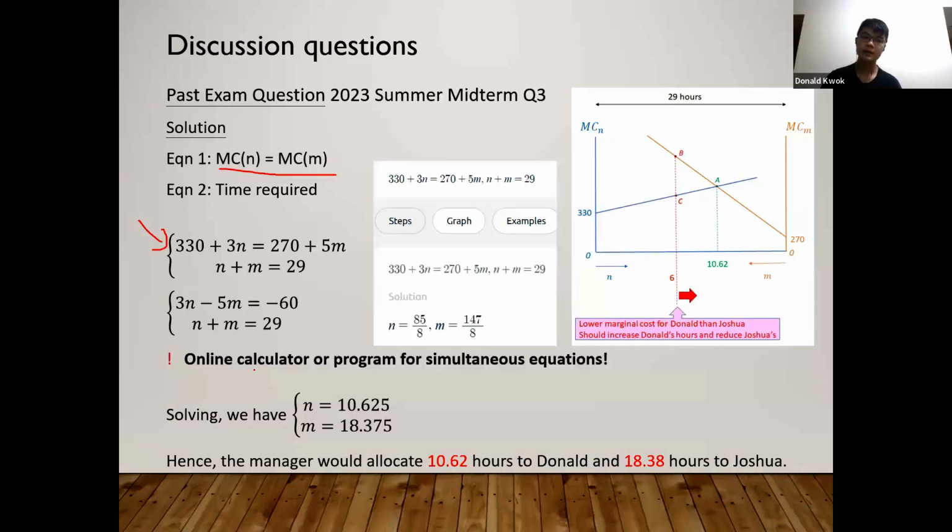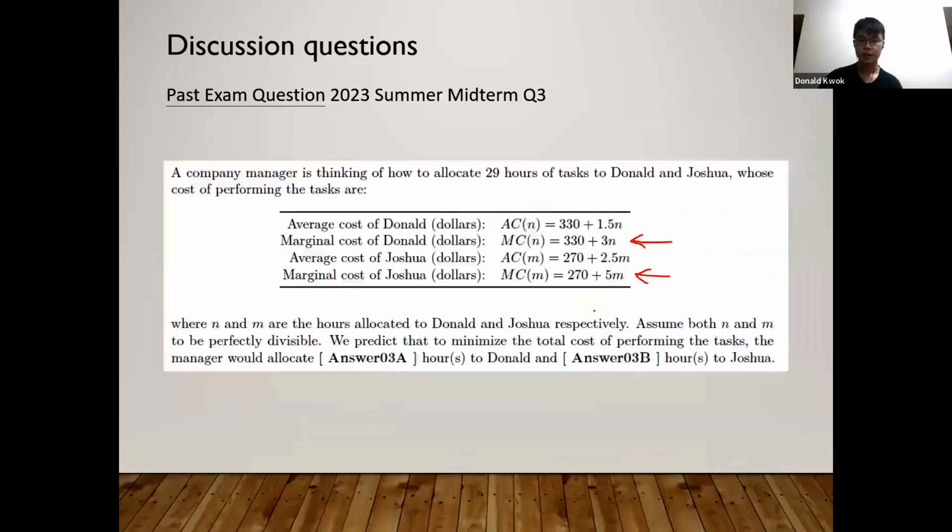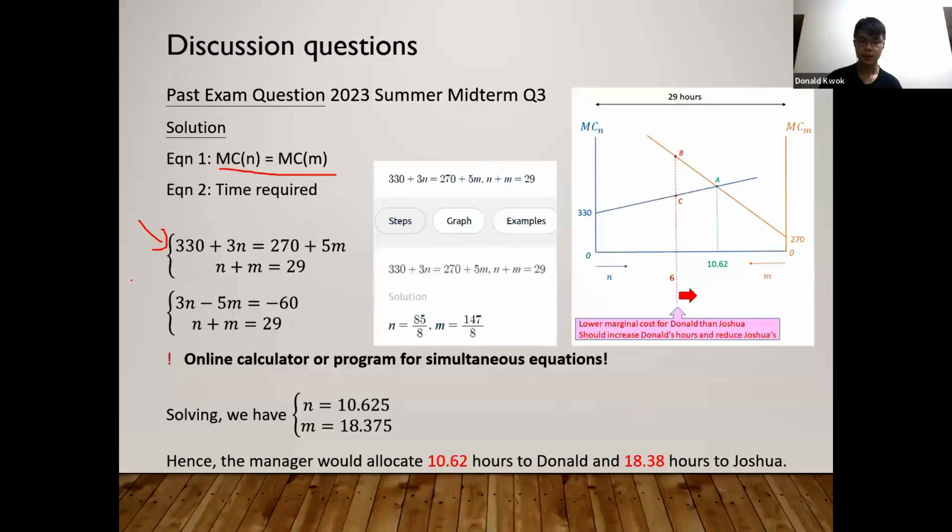All right, and the second equation will be the time constraint, because the job is accounting for 29 hours. So n plus m will be equals to 29. So this is the second equation. So we just put these two equations into online calculator, okay, and we will be able to solve out the solutions. Okay, n and m to be these two numbers. Numerically, n will be around 10.62, and m will be approximately 18.38. So this is how we can solve the system here.